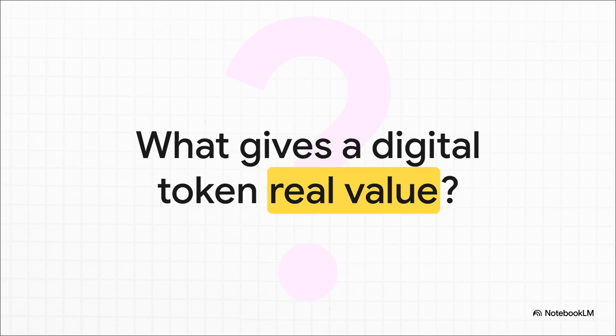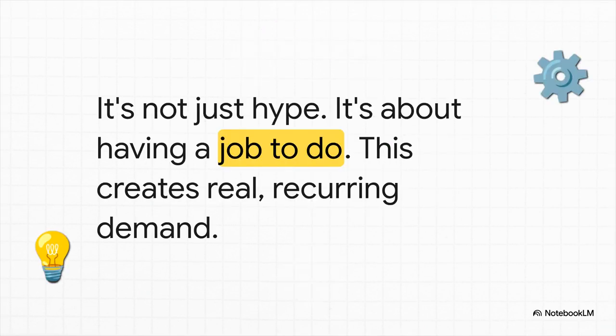Well, the blueprint we're going to walk through today suggests the answer is something way more fundamental than all that. And here it is. It's not about hype. It's about having a real job to do. The whole idea boils down to one word: utility. A token gets its value when it has specific, useful things it does over and over again inside its own little world. We're not talking about speculation here. We're talking about pure function.